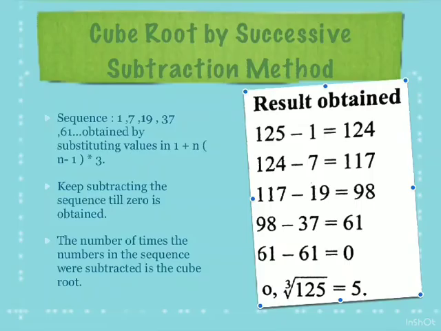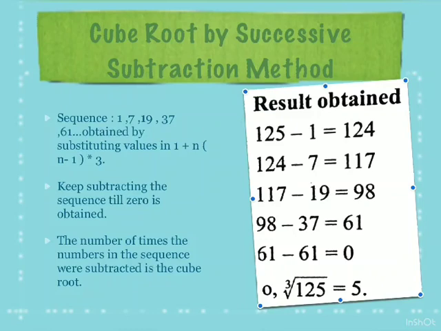And now let us discuss cube root by successive subtraction method. In this method, we are to subtract a sequence. The sequence we can get by substituting values in 1 plus n into n minus 1 into 3. Then keep subtracting the sequence till 0 is obtained. The number of times the numbers in the sequence were subtracted is the cube root.